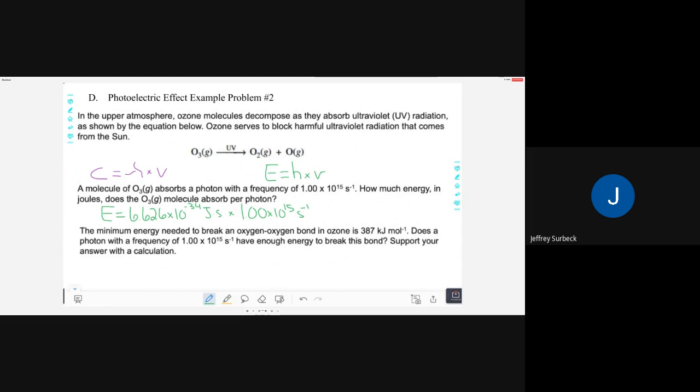So 6.626 times 10 to the negative 34th times 1 times 10 to the 15th, and I get 6.63 times 10 to the negative 19th joules. Okay.